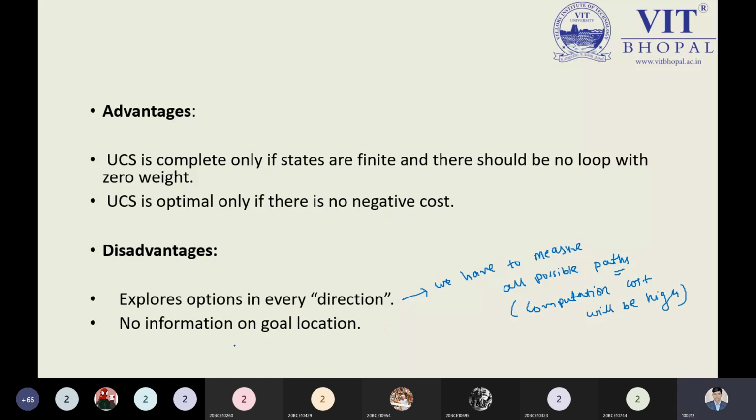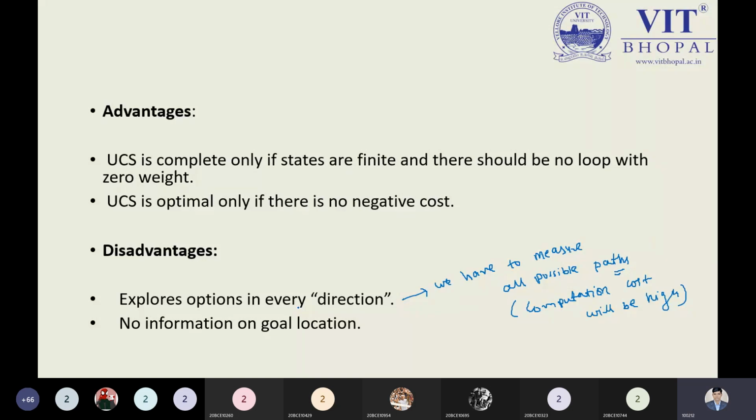And if there is no information on the goal location, this would be the drawback. It means no information is available. We are choosing such a path, but on the path we are not getting the information due to some reason. So this could be a drawback, but it is not a very useful drawback. The first one is more important. We need to keep in mind all the possible paths while evaluating the uniform cost search mechanism. So definitely computation cost will be high compared to BFS and DFS.